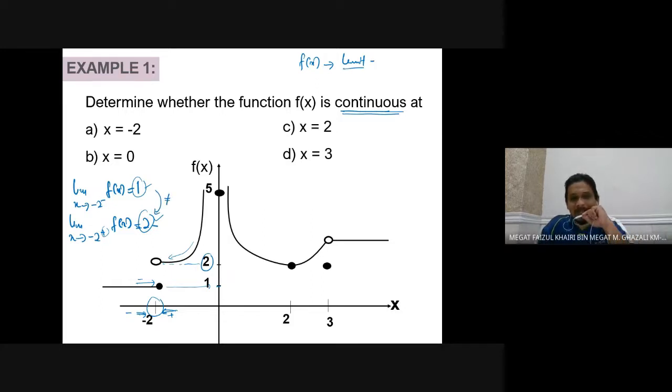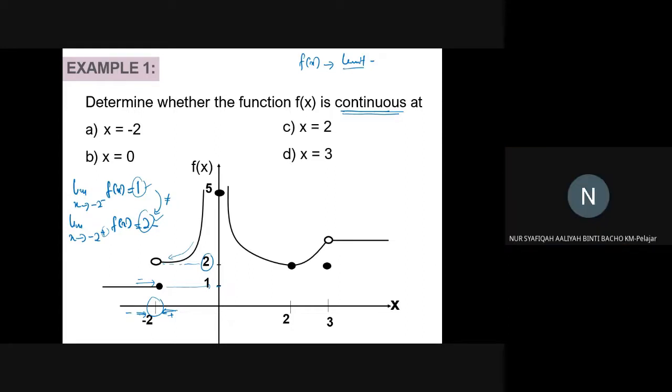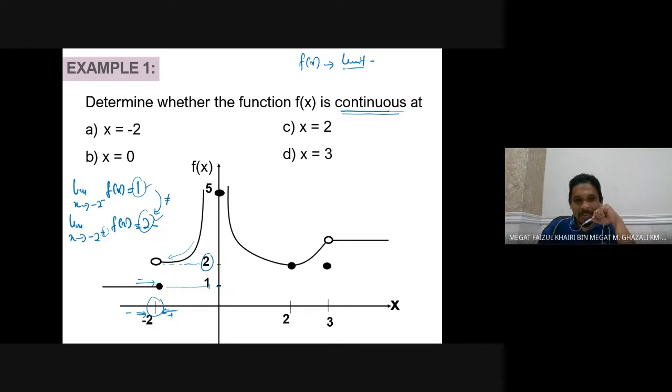So does the limit exist? No, the limit does not exist. If the limit does not exist, then for this question, we say that this is discontinuous. Okay, tidak selanjar.